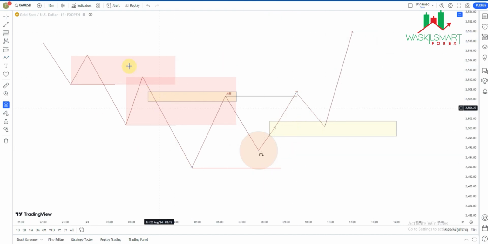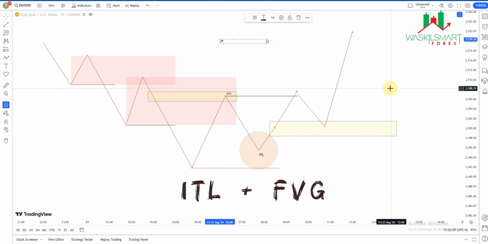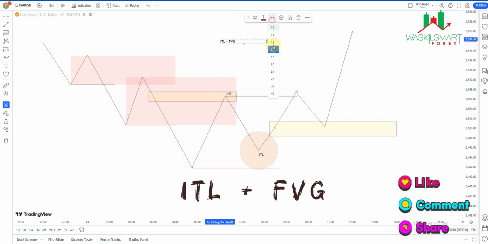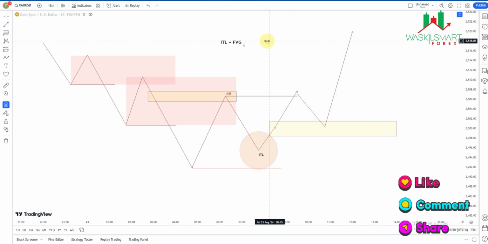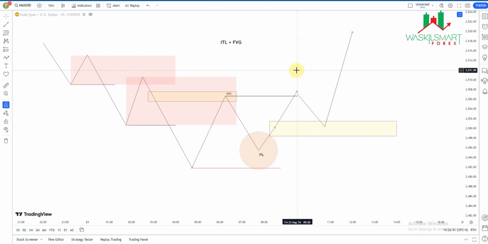So that is the whole structure, and that is what I call intermediate time low plus fair value gap. That is the whole scenario and structure I'm looking for in the market for me to be a buyer. For selling, it is just vice versa, just the opposite.